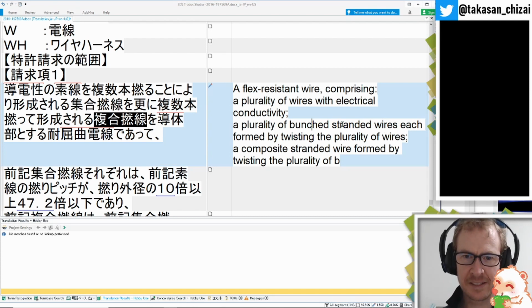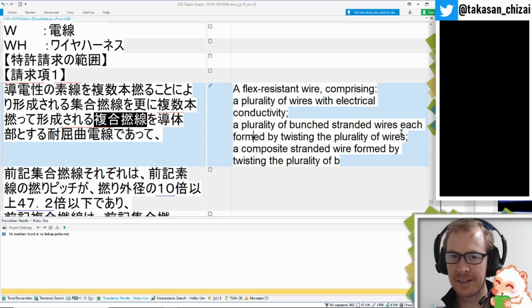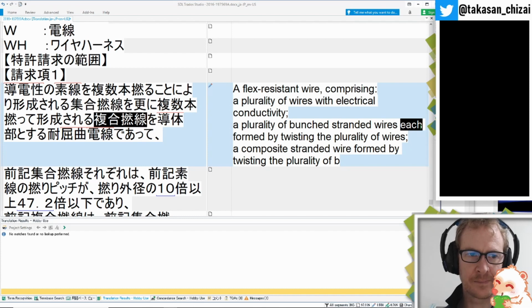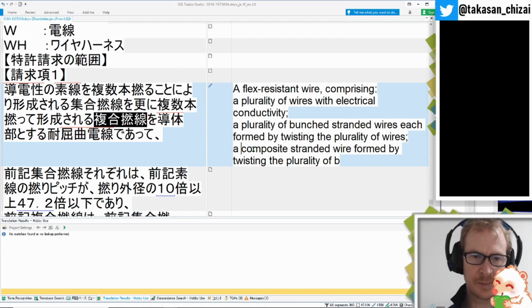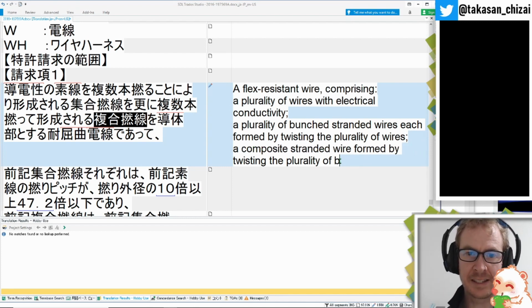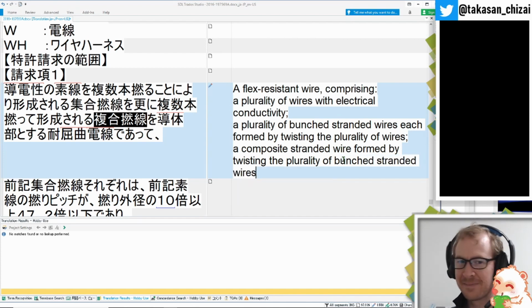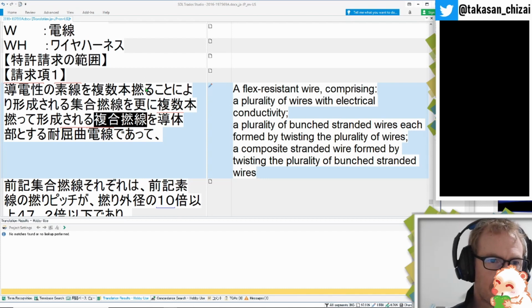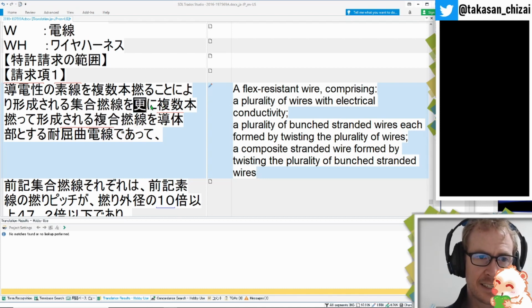Polarity of bunch-stranded wires, each formed by twisting the polarity of wires. Okay, good. I think each is important there. And now we come here, a polarity, sorry, no, that's the singular. Composite stranded wire formed by twisting the polarity of bunched stranded wires. Alright. We don't need to add this suddenly. Suddenly is not important in the claim.